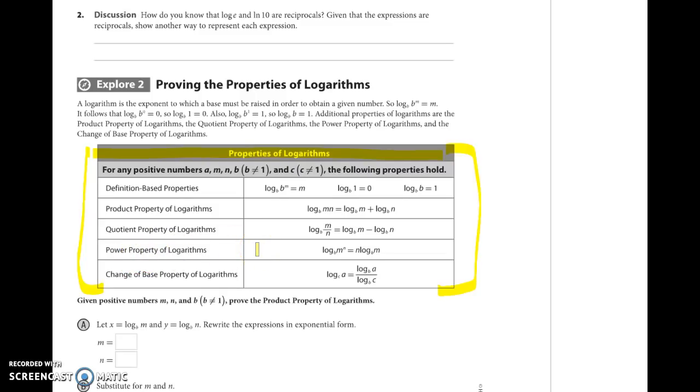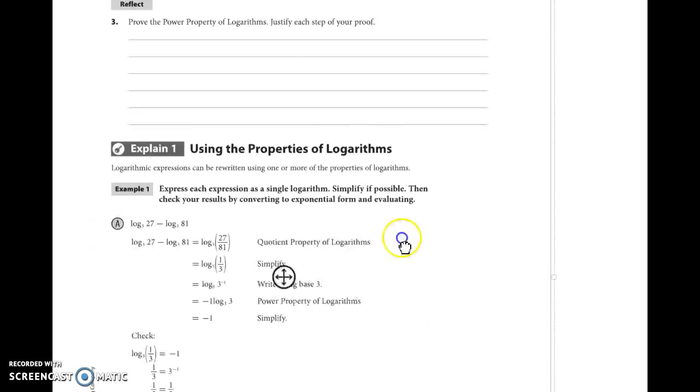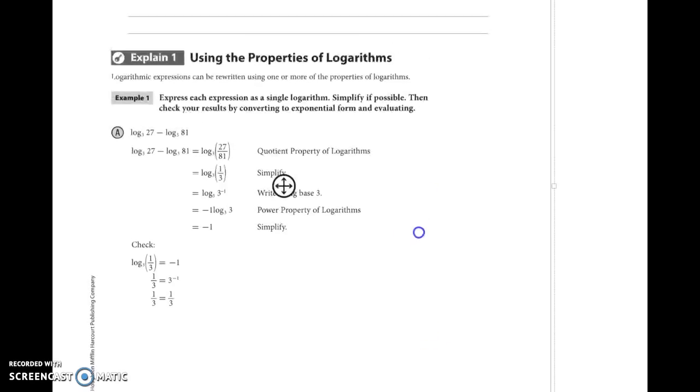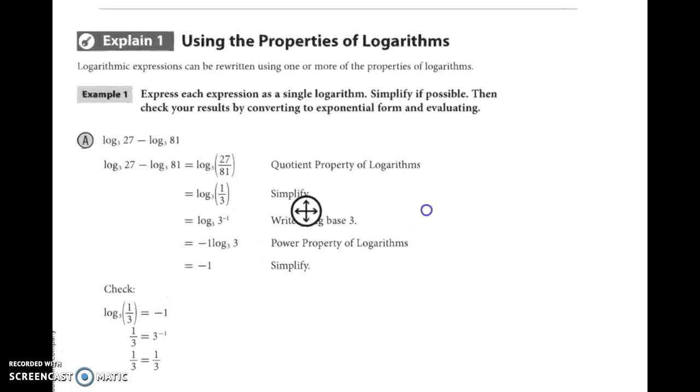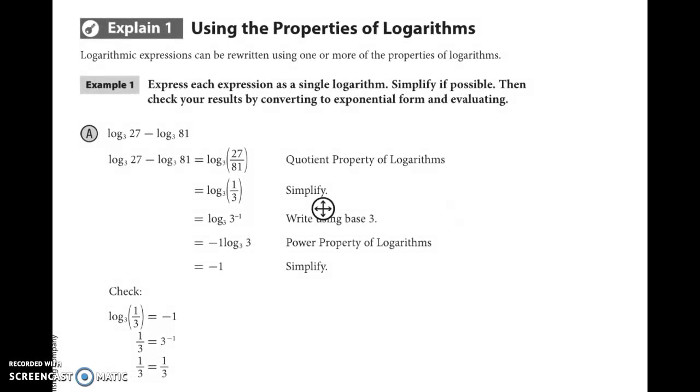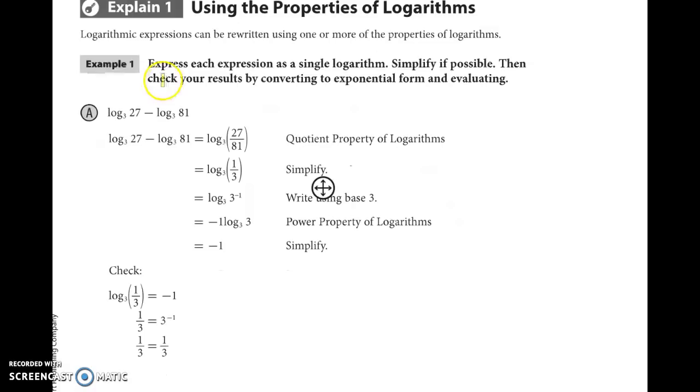So you're going to want to highlight these. I would even recommend getting an index card and writing them on there so that you have them for reference anytime that you're doing a review or a homework assignment. You have them handy. I am going to go ahead and move on to explain 1 on the next page, 785, and it says use the properties of logarithms. So express each expression as a single logarithm, simplify if possible, then check your result by converting to exponential form.